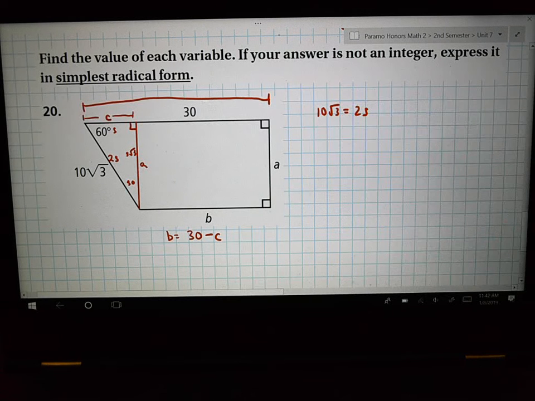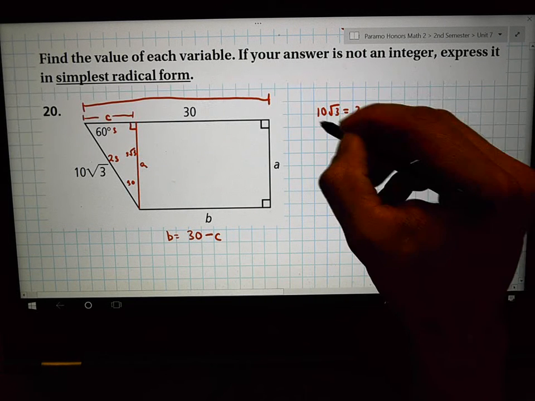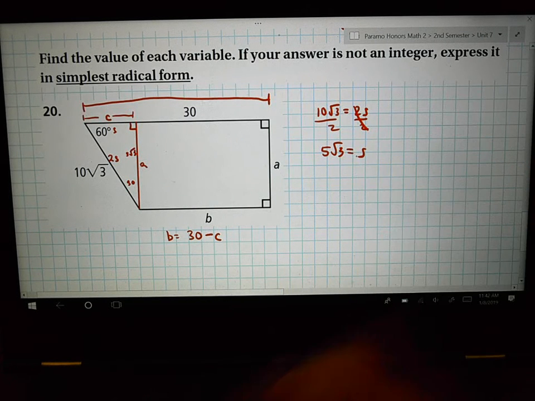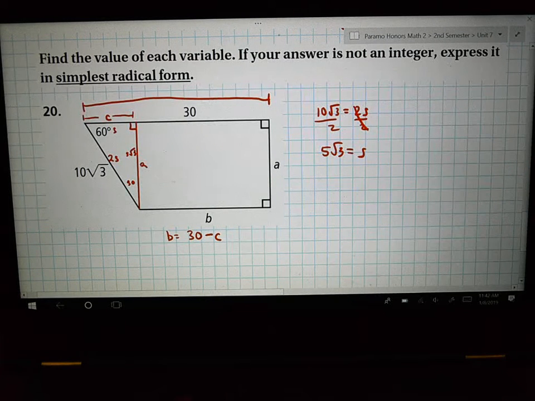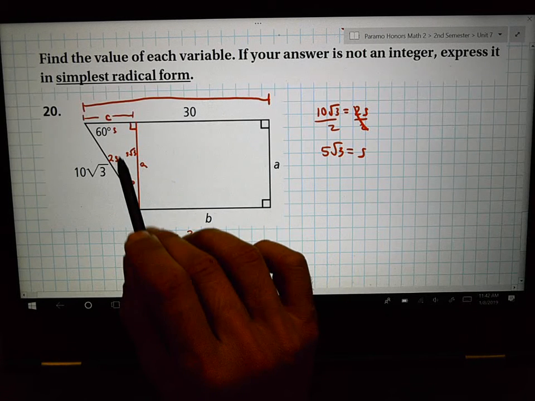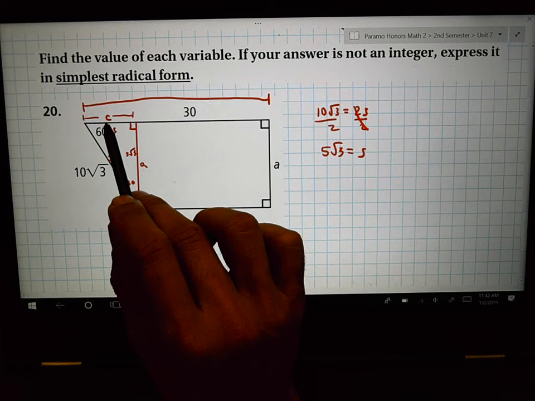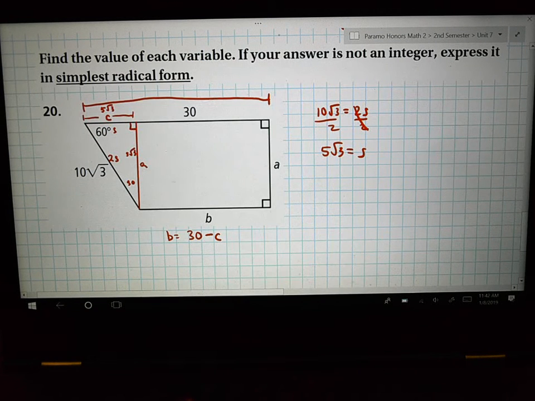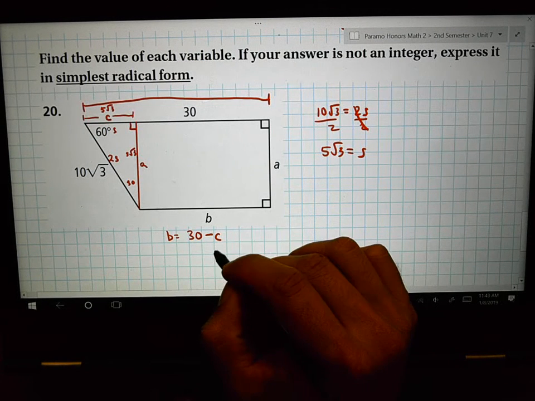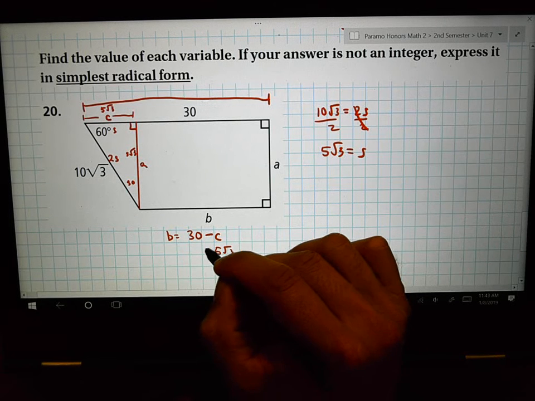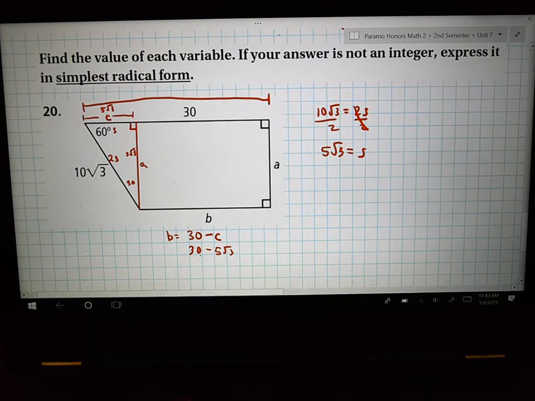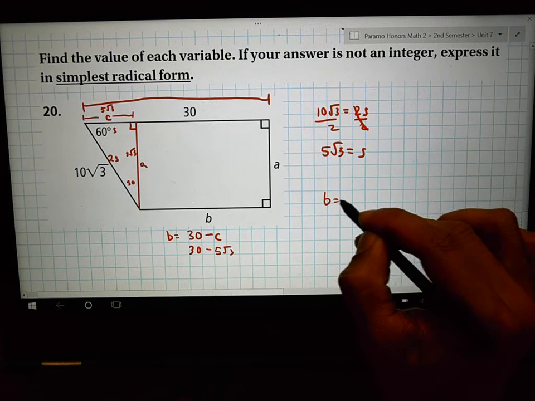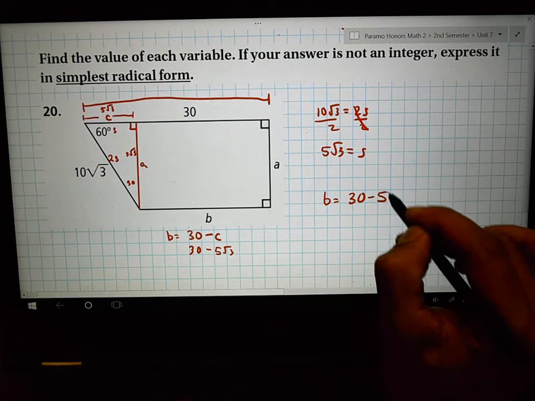Divide by 2. Outside and outside. S is 5 root 3. S is the same thing as this C value. The C value is 5 root 3. Because I know what C is, 5 root 3, we now know what the B value is. It's 30 minus 5 root 3. Let me write that down. B equals 30 minus 5 root 3.